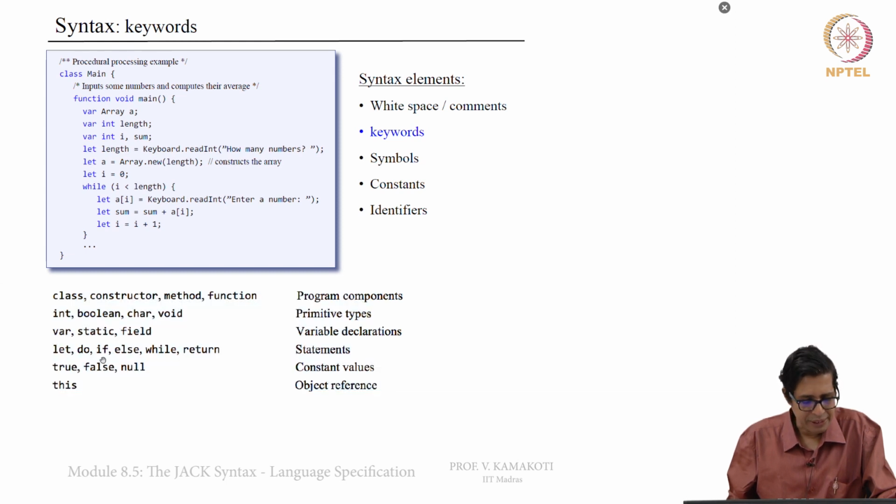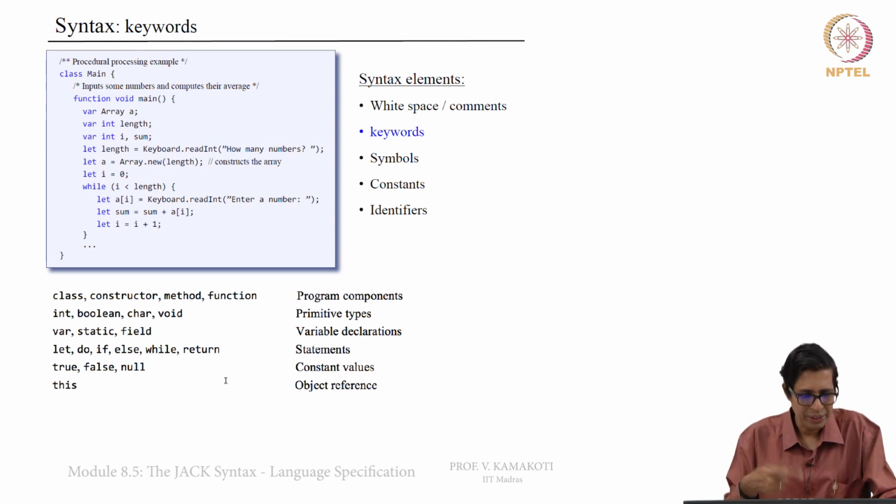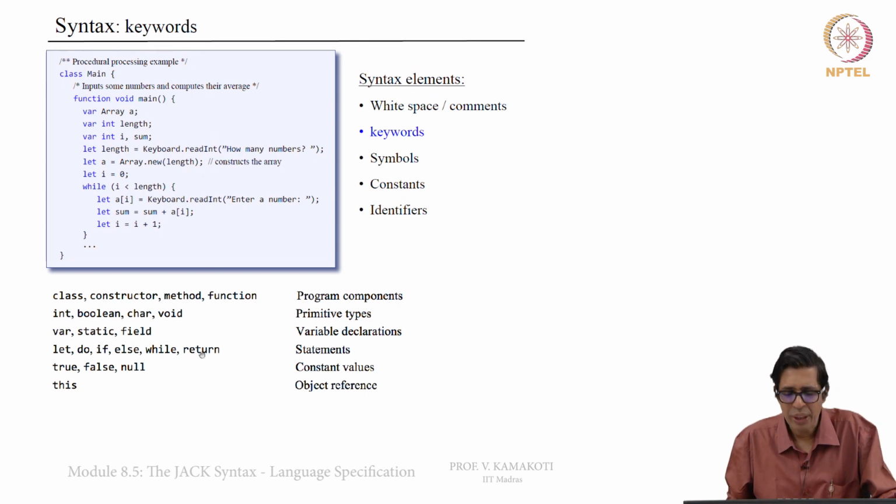Then all the statements: let, do, if, else, while, return. Then all the constant values: null, true, false. We have seen null in the list case, and true, false. And then object reference, that is this, right. I point to the same object, this. So, total number of keywords if you count is 8 plus 3, 11 plus 6, 17 plus 3, 20, 21 keywords we have, that is all, right. Total keywords is only 21.